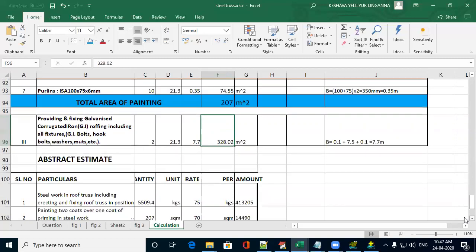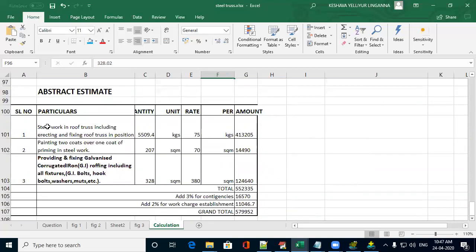Now coming to the last part, abstract estimation. Whatever there is in the question, just copy it here. And these quantities from the above table, write down their units carefully. First one is in kgs and these two are areas. And the corresponding rates are given in the question. These two columns will be same. Multiply these two columns to get the amount. So you will get the total.